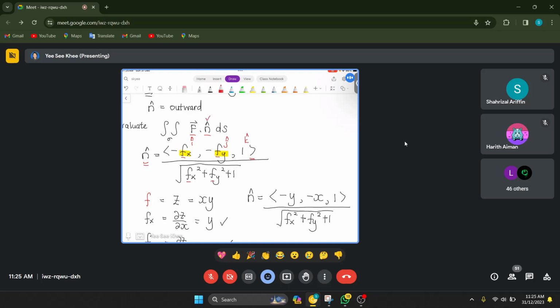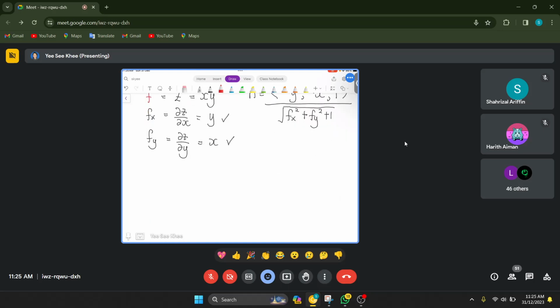Now we move on to dS. What is dS? Here dS is equal to the square root of fx squared plus fy squared plus 1, dA.